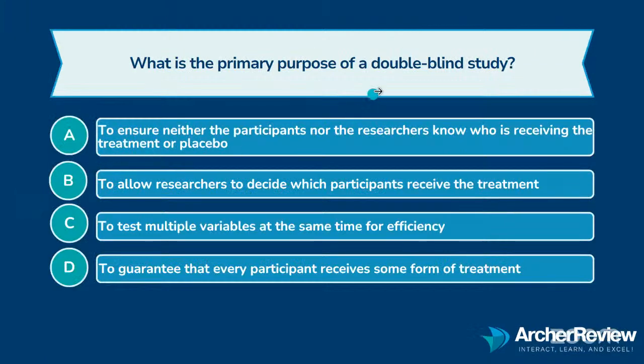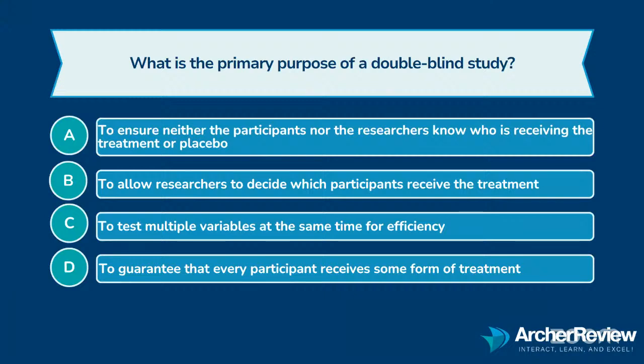So a double-blind, and you can see it in the words, is to make sure that neither the participants or the researchers know who's getting the treatment or placebo. That ensures that even researchers can't be biased.